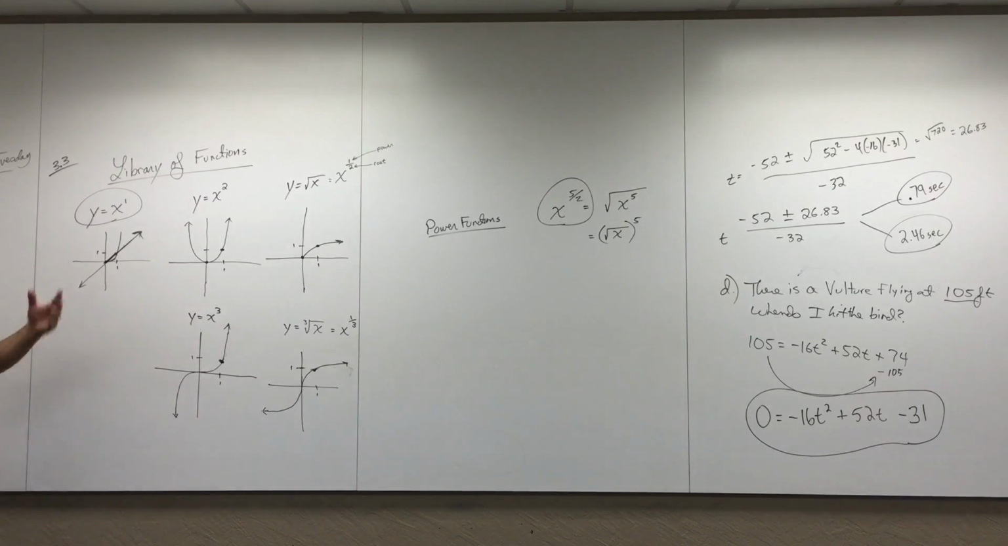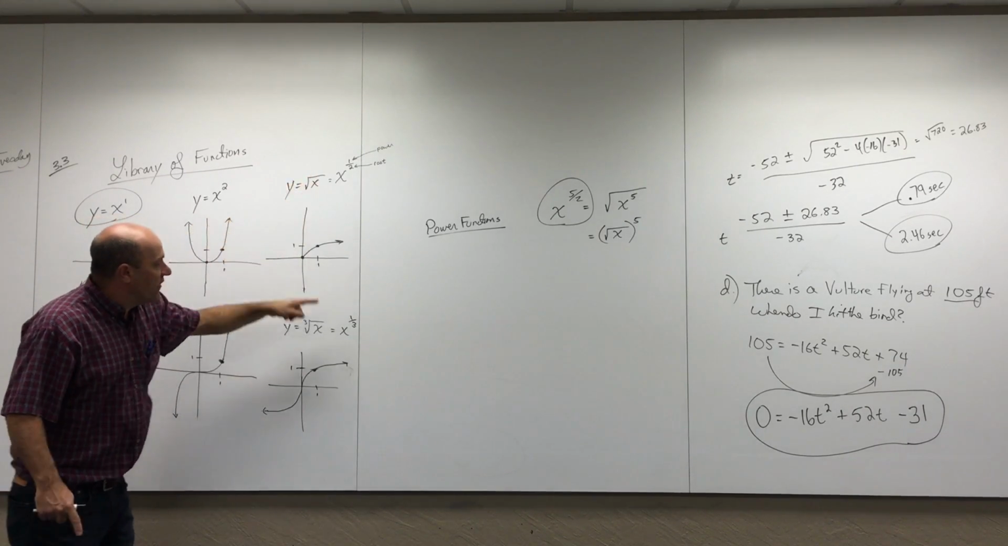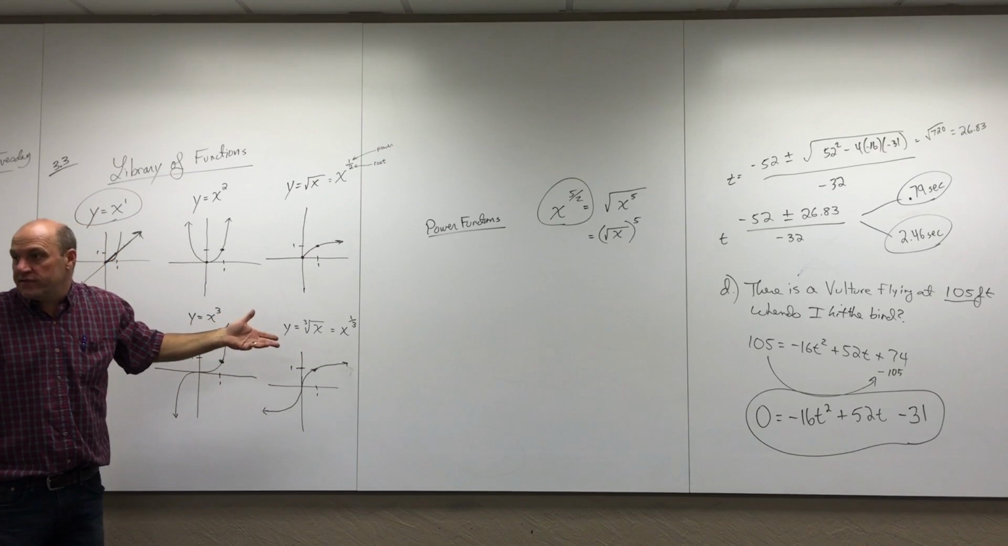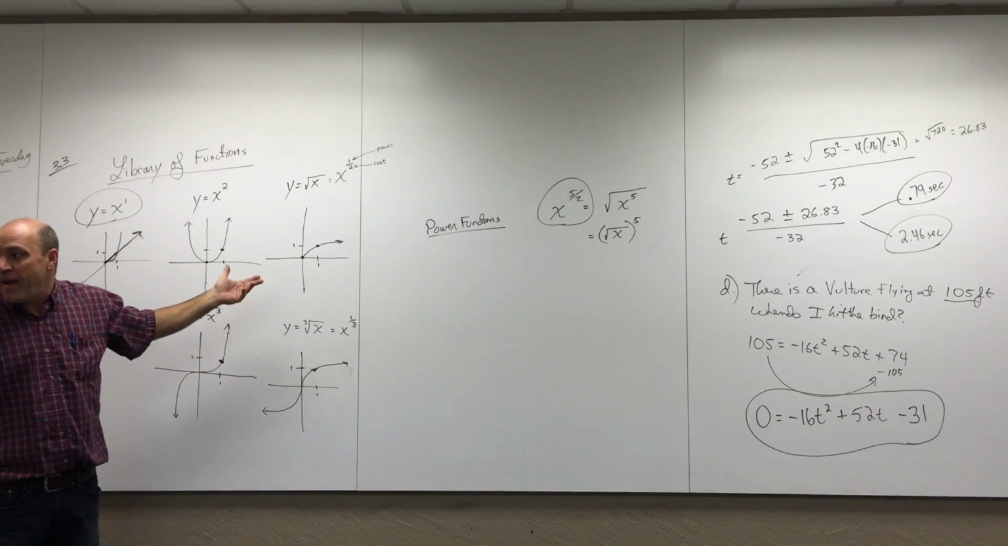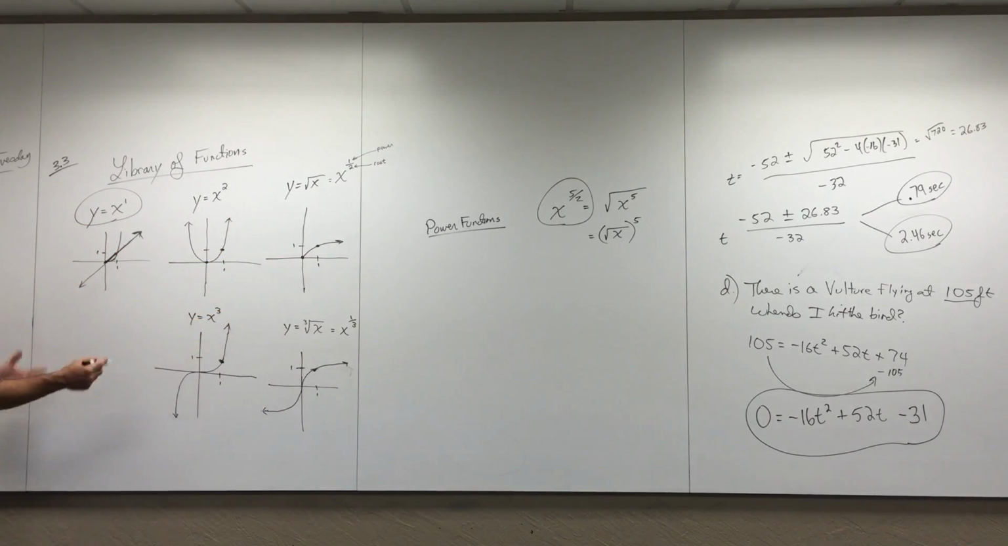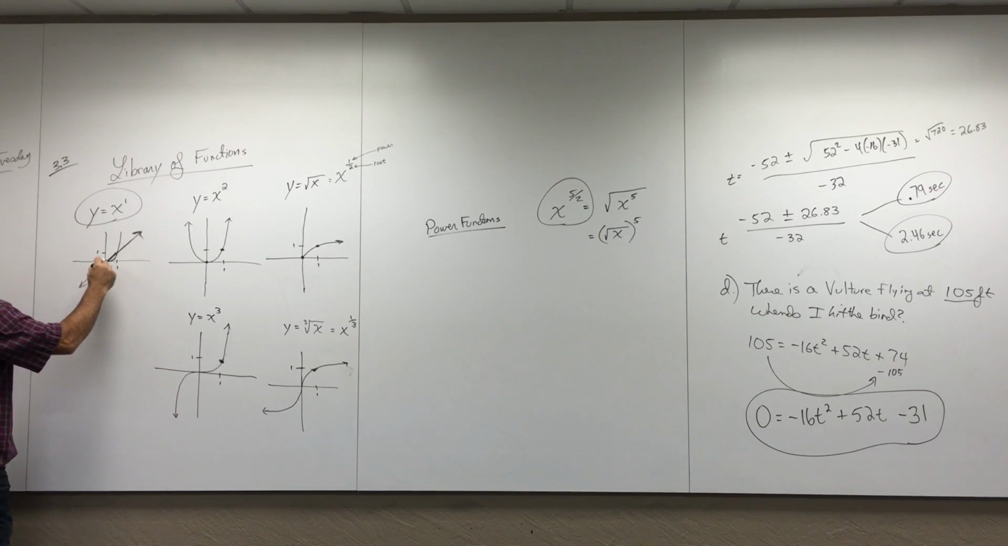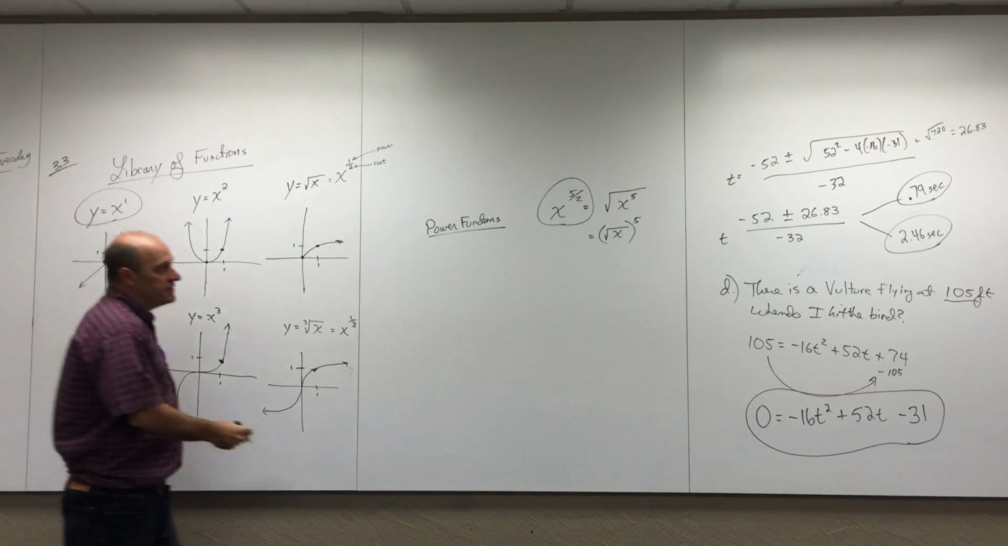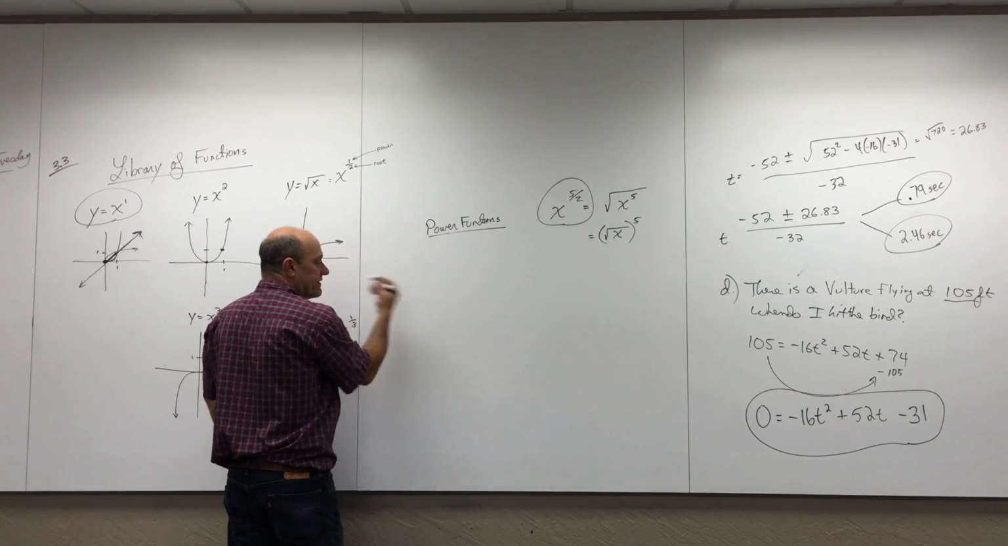What if the power is less than 1? Like 1/2, 1/3, 1/5, 2/5, 2/3. If the power is less than 1, it's got this shape. It's coming out of the origin, and it bends this way. I'm saying, I've said all that.